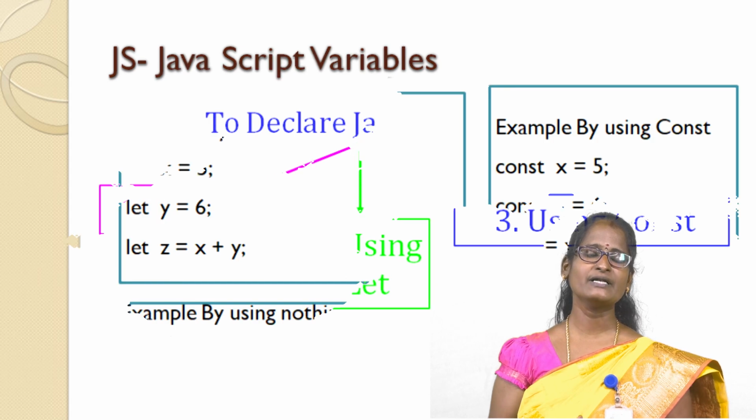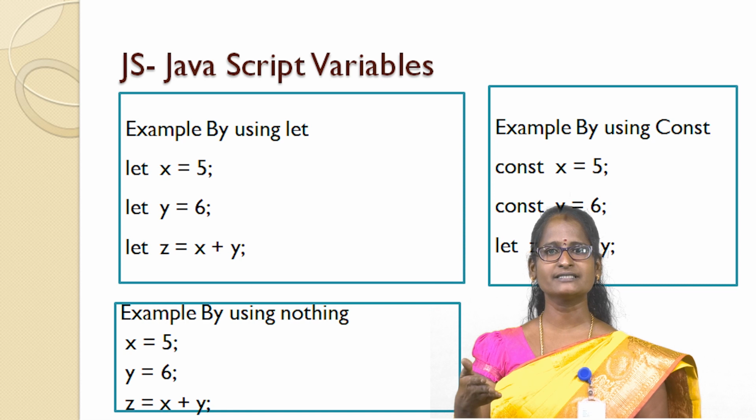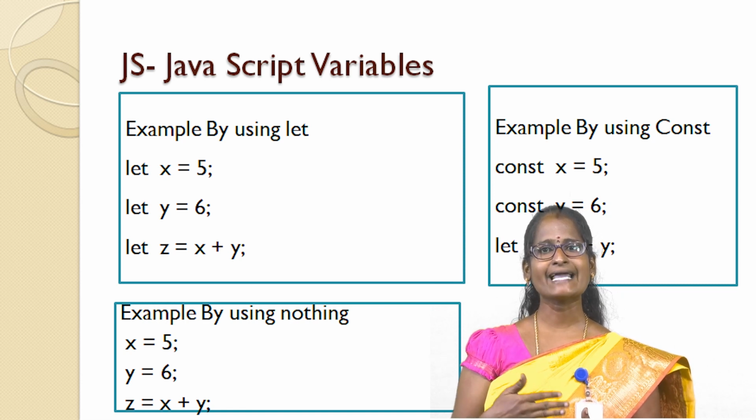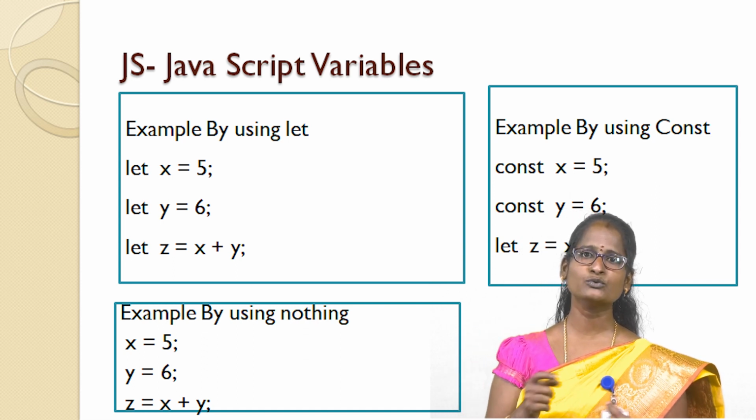That is the example. First one is by using let. So let x equal to 5, let y equal to 6. We can add the variables x and y: let z equal to x plus y. That is a simple example of a JavaScript variable using let.